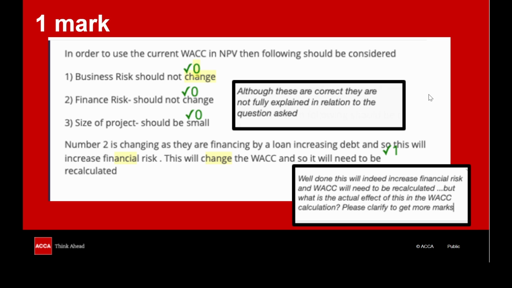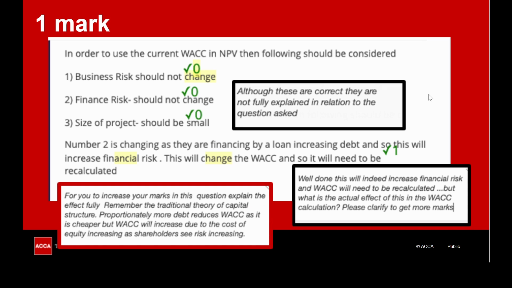To get more marks, the student needs to explain the effect fully. Remember the traditional theory of capital structure. Proportionately more debt reduces WACC as it is cheaper, but WACC will increase due to the cost of equity increasing as shareholders see risk increasing. So that would then get them up to the full 3 marks. They're explaining that financial risk means the WACC is inappropriate because it's changing and needs to be recalculated, and then you need to explain why financial risk affects the WACC calculation using the traditional theory of capital structure.